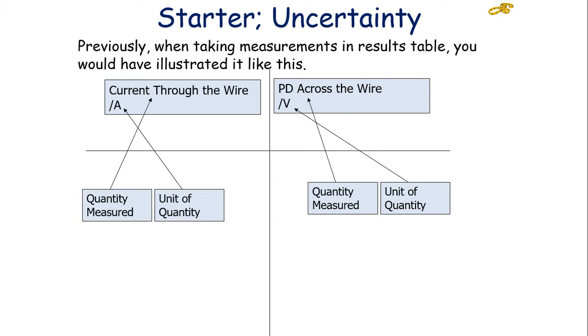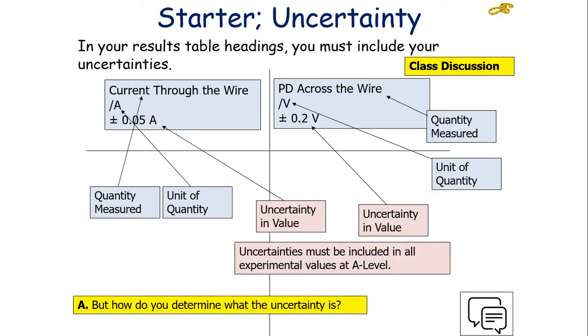Previously, when taking measurements in a results table, you might have illustrated your results table as such, with your quantity measured with the unit of quantity there. Nowadays, you've got to include the uncertainty in there underneath the unit measurement. So, for example, the current through the wire in amps plus or minus 0.05 amps, which tells us A, the value you're measuring, B, the unit that it's measured in, and C, the uncertainty in that particular measurement.